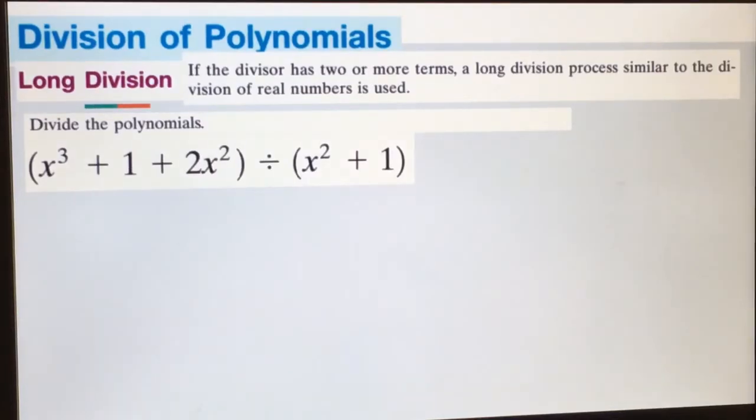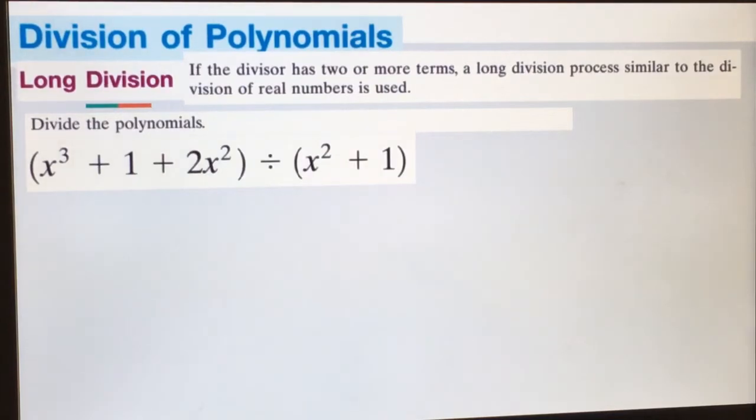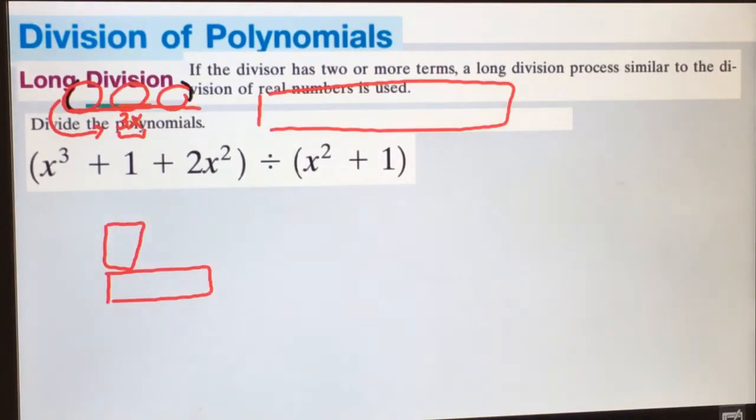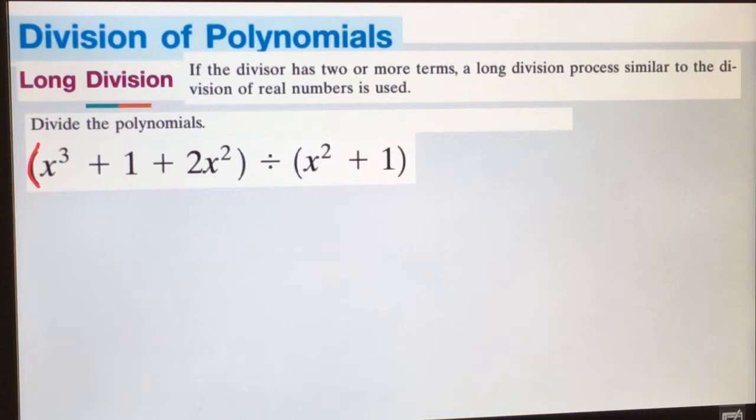Now this next problem involves dividing a polynomial, x cubed plus 1 plus 2x squared, divided by more than one term. We have x squared plus 1. So if the divisor, which is what we call this, has two or more terms, we need to use what we call the long division process. This is similar to when we are dividing numbers.